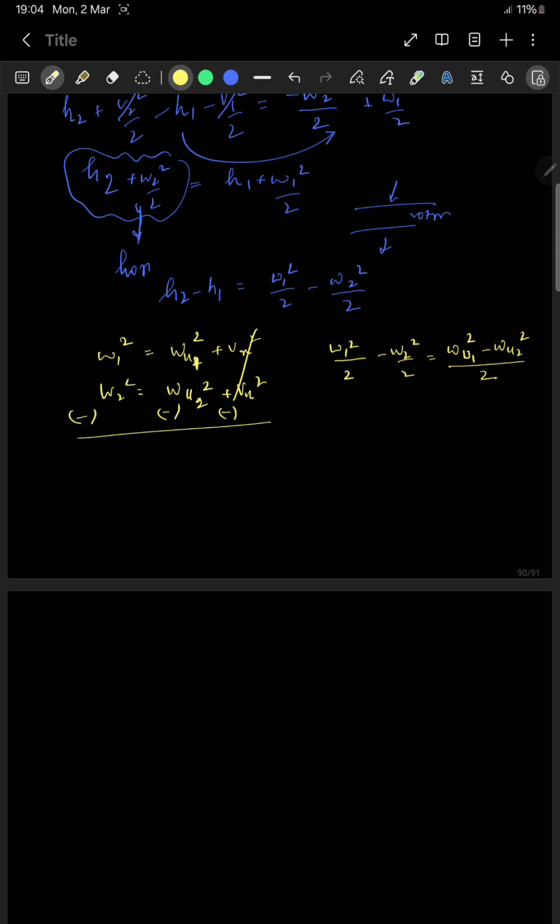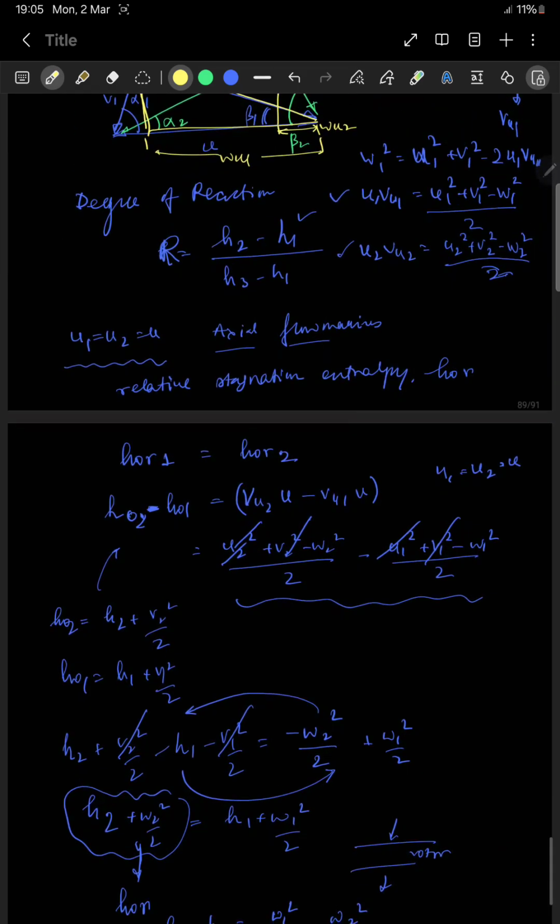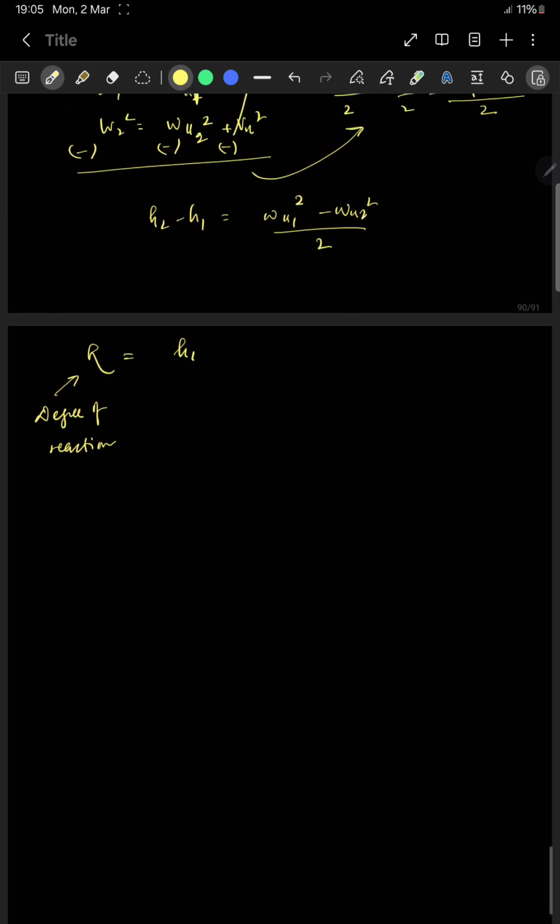Okay, so if we add this, this will come. So I can replace this term h2 minus h1 equals wu1 square minus wu2 square divided by 2. So this was the original equation for degree of reaction: R equals h2 minus h1 divided by h3 minus h1.